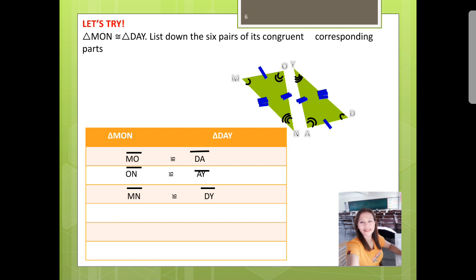How about angles? Angle M is congruent to angle D. Angle O is congruent to angle A. And angle N is congruent to angle Y.